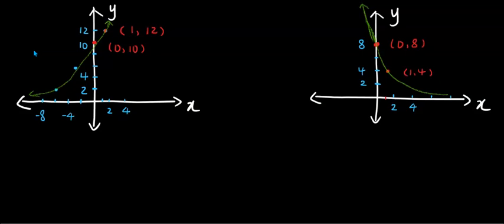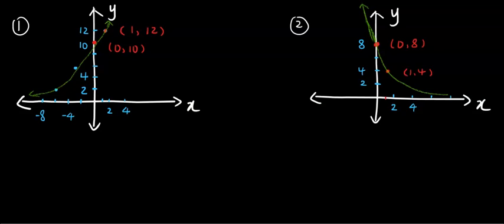Welcome back. We have two given graphs. We're asked to write the exponential function rule. Let's look at the first graph. It is exponential growth because as x is increasing, the value of y is also increasing. The second one is exponential decay. As x is increasing, y is decreasing.